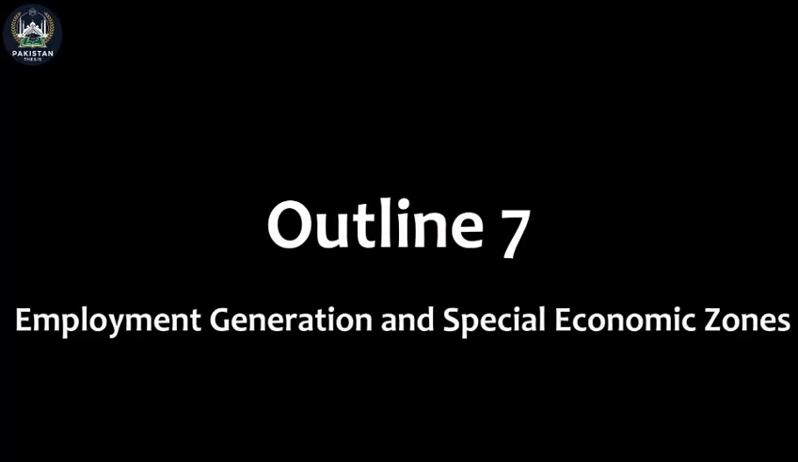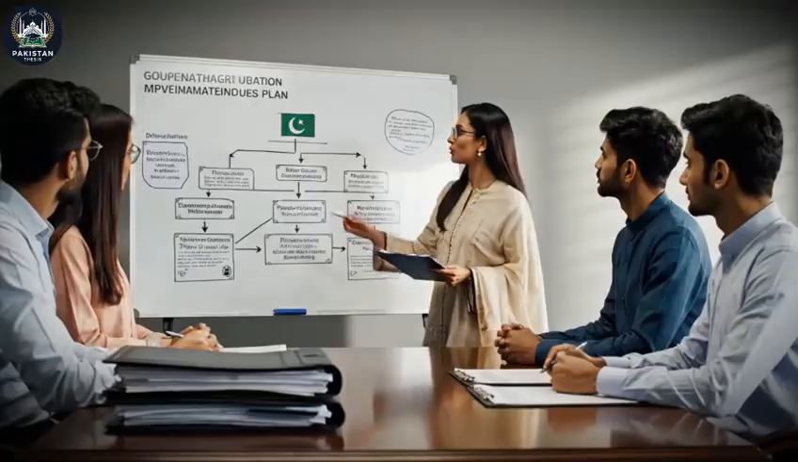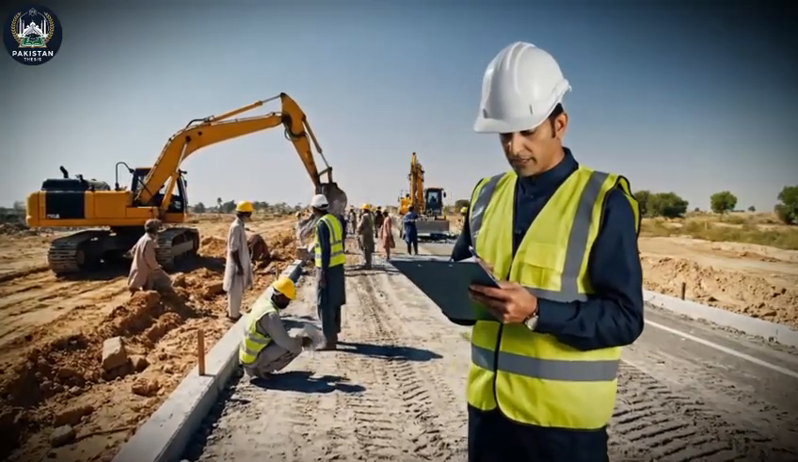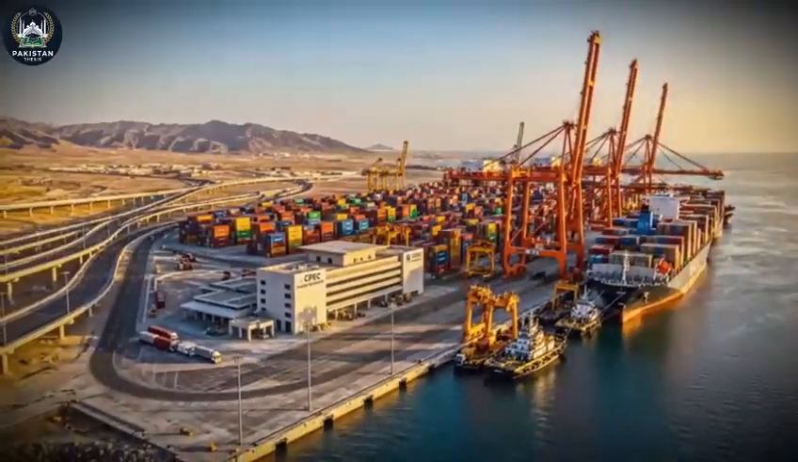Outline 7. Employment generation and special economic zones. Outline number 7 addresses employment and industrial development. This section studies job creation, skill development, and the role of special economic zones under CPEC.